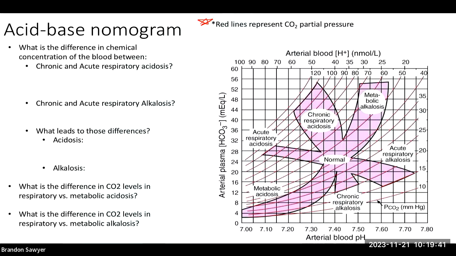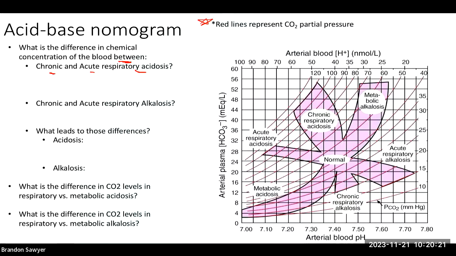Okay, so here are a few questions I want you to look at and try to interpret. Number one, what is the difference in chemical concentration of blood between chronic and acute respiratory acidosis? So we start with acute respiratory acidosis right here. This would be like when it first starts happening. And then here's what it looks like when we've given our body some time to adjust. Chronic means that's lasting maybe a day or longer, and your body has made some adjustments to that. So that's what I want you to first interpret there.